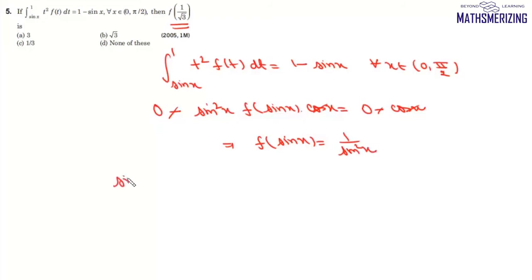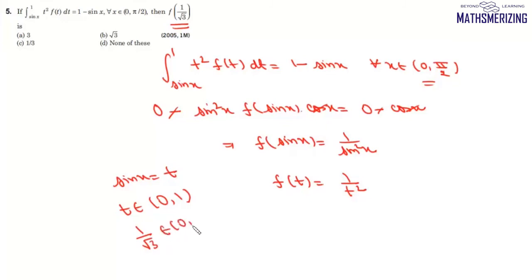Now if we take sin x as t, we can write f(t) equals 1 upon t square, provided t belongs to 0 to 1, because x belongs to 0 to pi by 2. Now we need to find the value of f(1 by root 3). Now 1 by root 3 belongs to this interval. So we can write f(1 by root 3) as 1 upon (1 by root 3) square, which is nothing but 3. So the answer to this question is 3 and that's your option A.